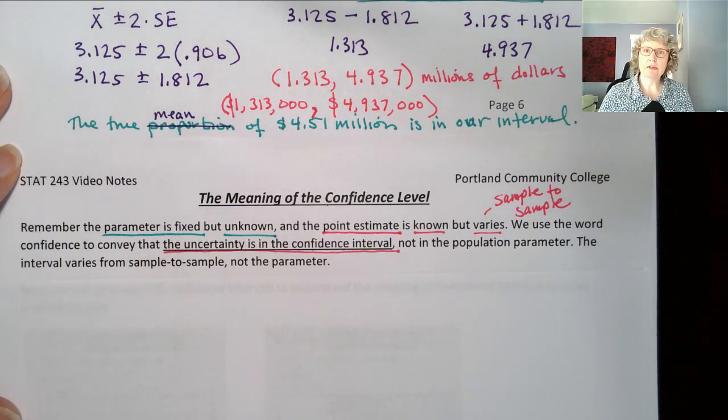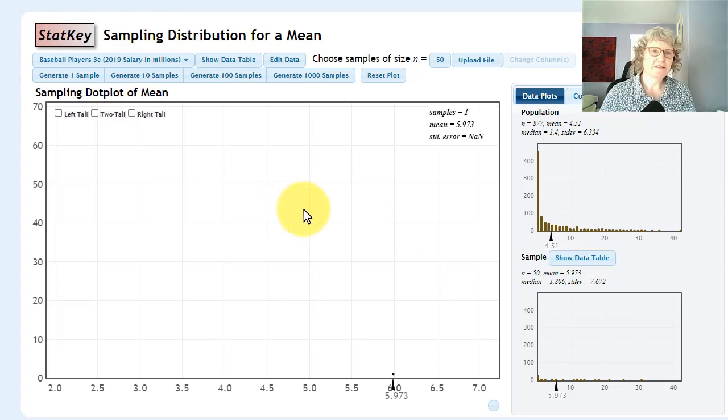Let's go back to our simulation. I had to make sure I cleared out my stuff. I don't want any spoilers. So here we had our one sample, and this might actually be a different sample than what we had before, because I screwed up and I had to redo this video a couple times. Kept saying proportion instead of mean. It's actually 5.973 million, so it's a little higher than what we got.